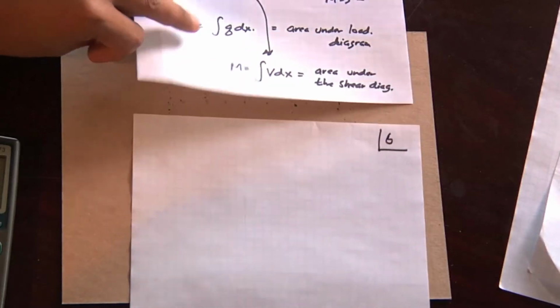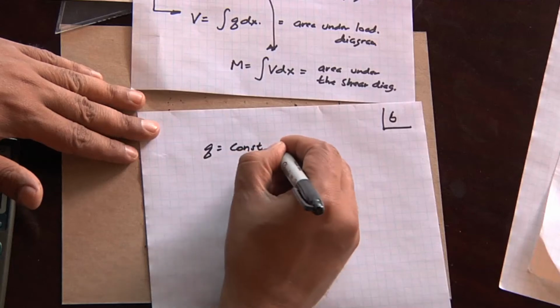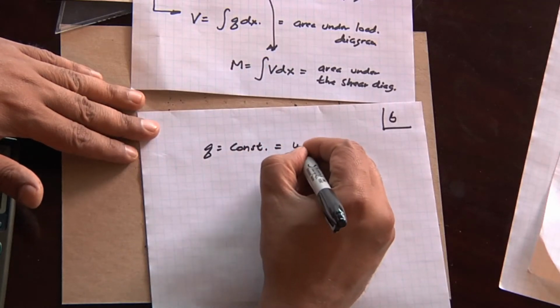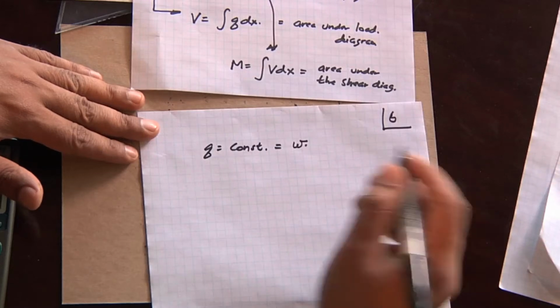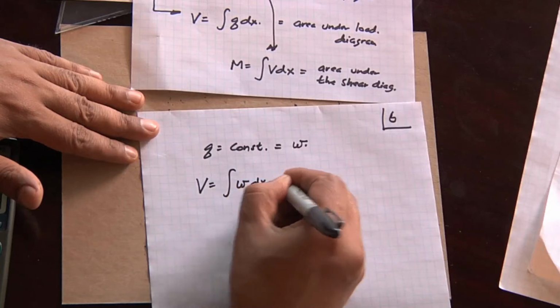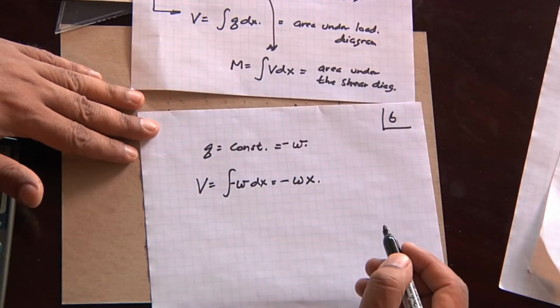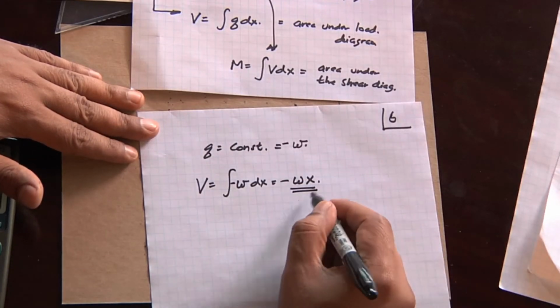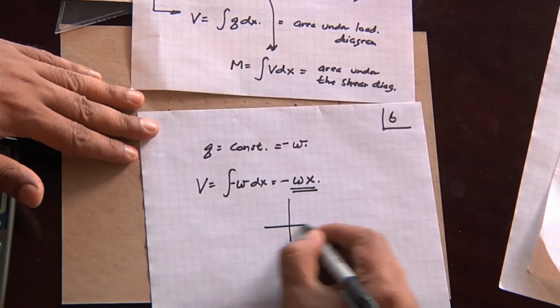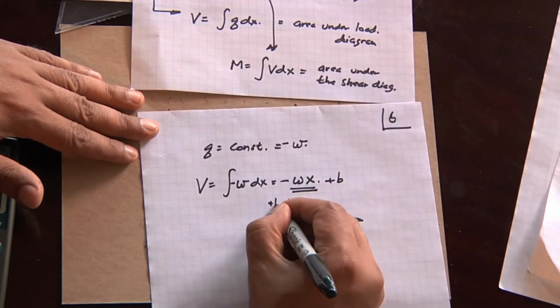page 6. Using that basic calculus, if my Q is a constant, and we'll just say for right now it's W, then my shear diagram is the integral of W dx, which will be Wx. If it's negative, then it becomes minus Wx. This is a linear curve. It's a straight line curve with a y-intercept, we'll call it plus b.